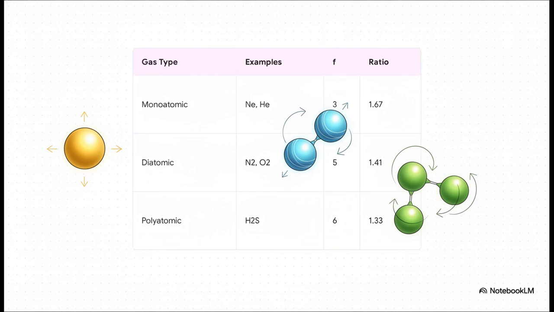But a diatomic gas, like oxygen, looks more like a dumbbell. So it can translate through space, but it can also rotate in 2 different directions, bumping it up to 5 degrees of freedom. Polyatomic gases have even more. This structural difference fundamentally changes a gas's specific heat ratio, its gamma, which dictates exactly how it absorbs heat.